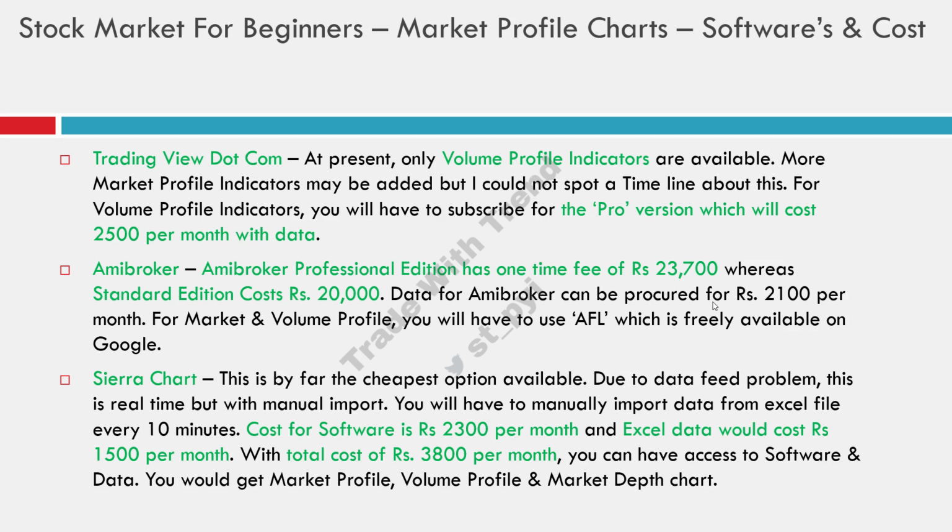Now data for the broker software can be procured for as little as 2000 per month. For market and volume profile charts, you will have to use an AFL, that is the broker formula language extension. This is available freely on Google. There are some generous users who have actually coded market profile and volume profile charts and uploaded them on Google. So you can try this option.